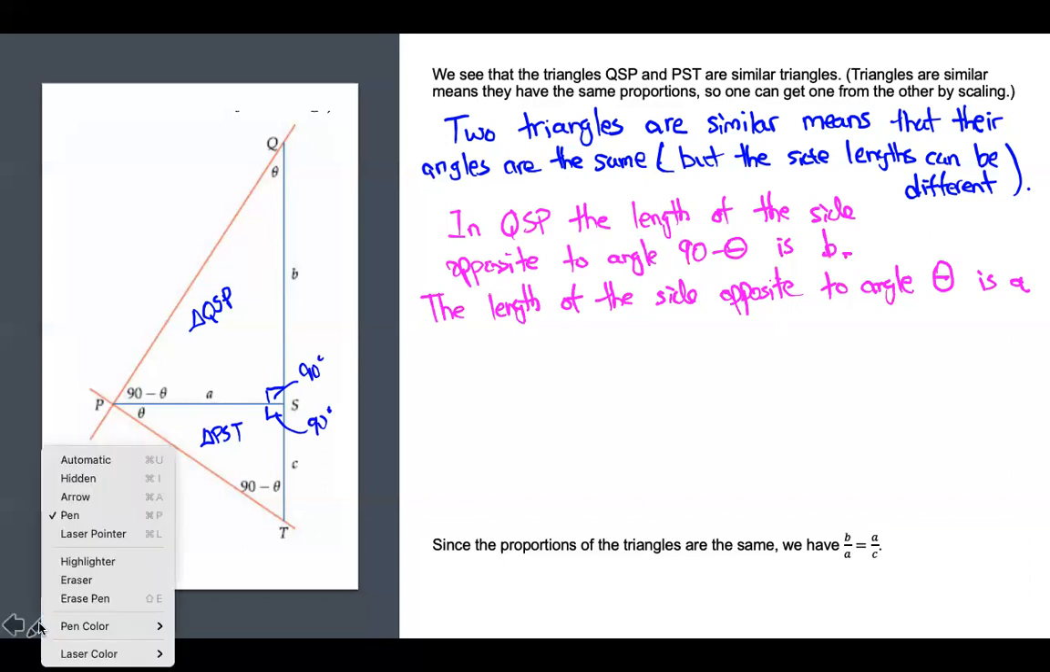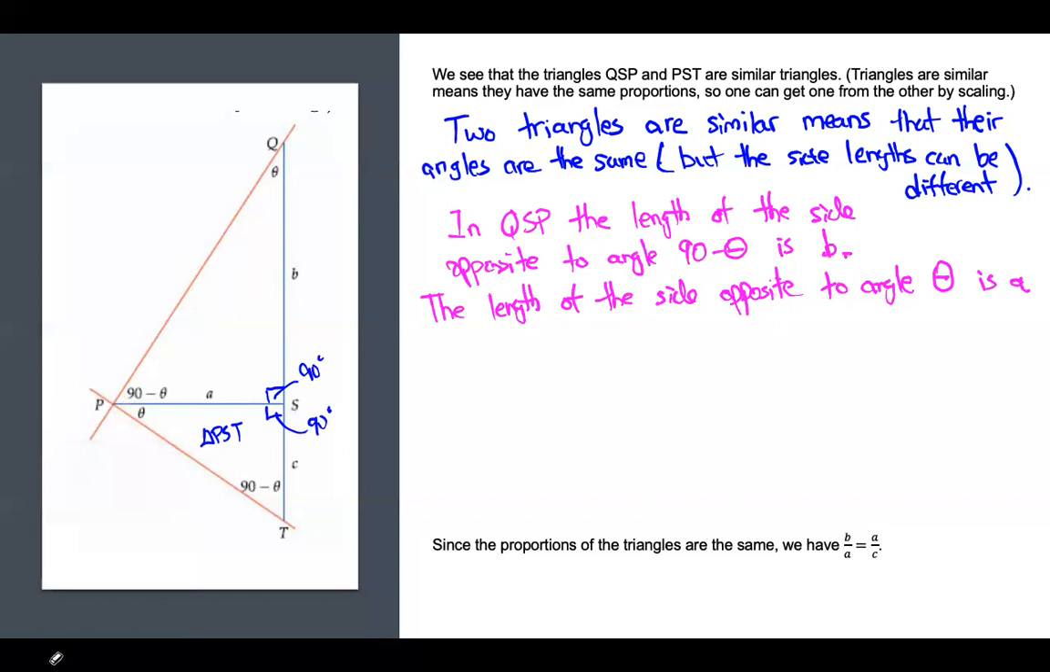We can actually, I'll just erase this and color code it. So this is our first QSP. Okay. So then their ratio, let's say, of 90 degrees minus theta over theta is equal to B over A. That's the ratio. Okay.